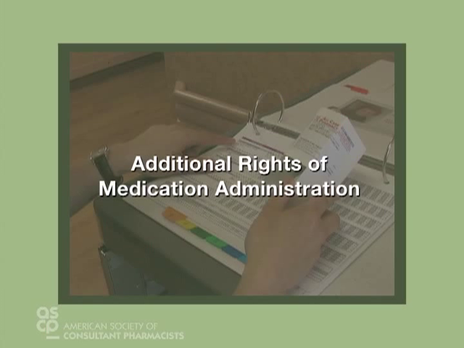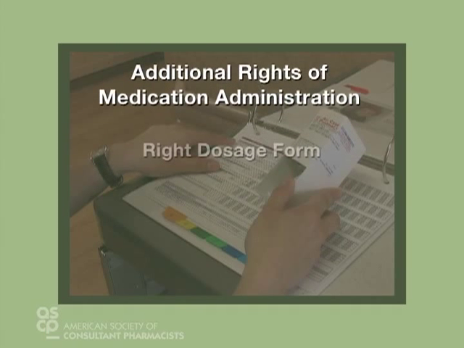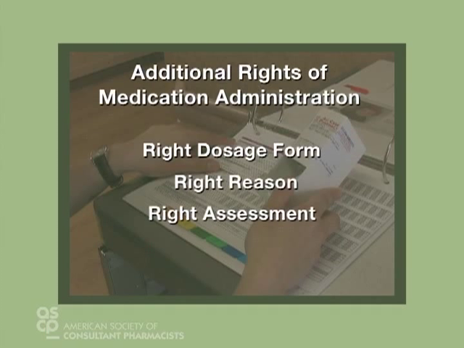There are multiple steps to proper administration. Some organizations may choose to emphasize 6, 7, or more rights of administration instead of 5. For simplicity's sake, this video will stress the 5 basic rights, while covering other important aspects of medication administration, such as administering the right dosage form, giving the medication for the right reason, conducting the right assessment, and performing the documentation in the MAR.